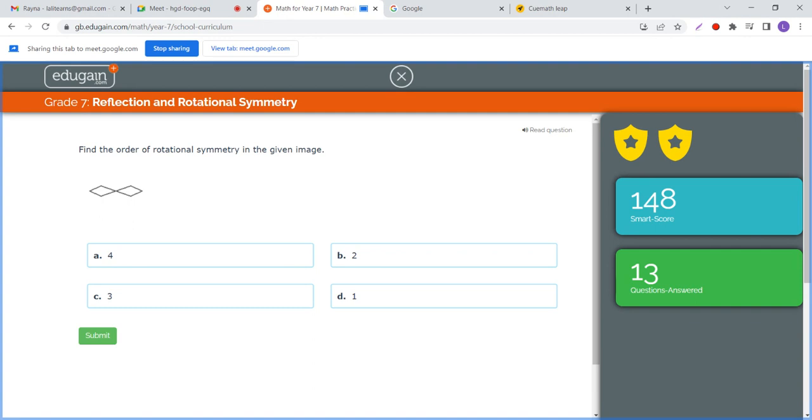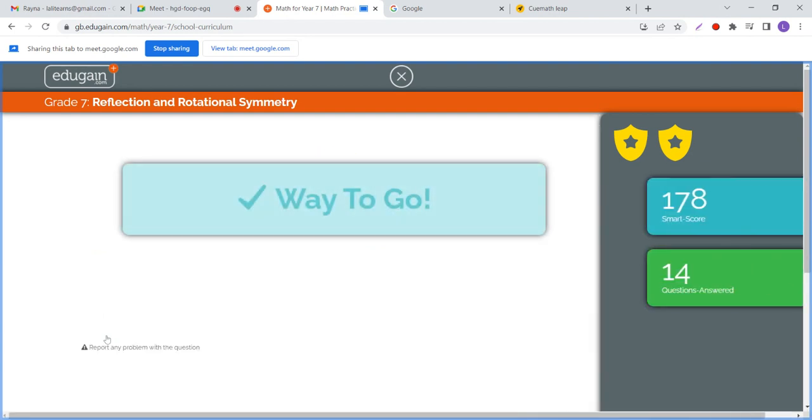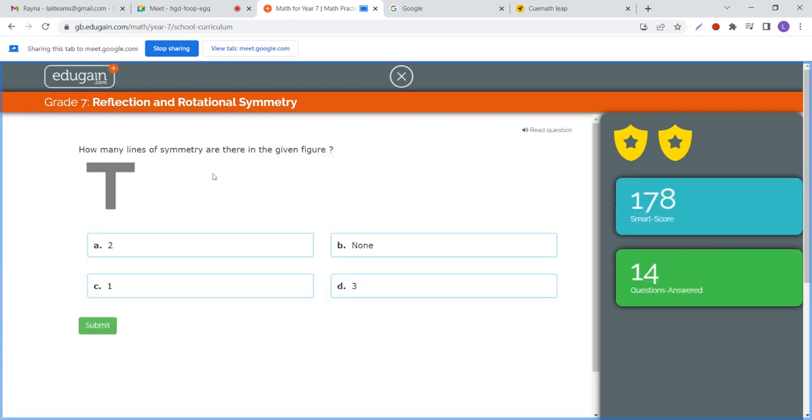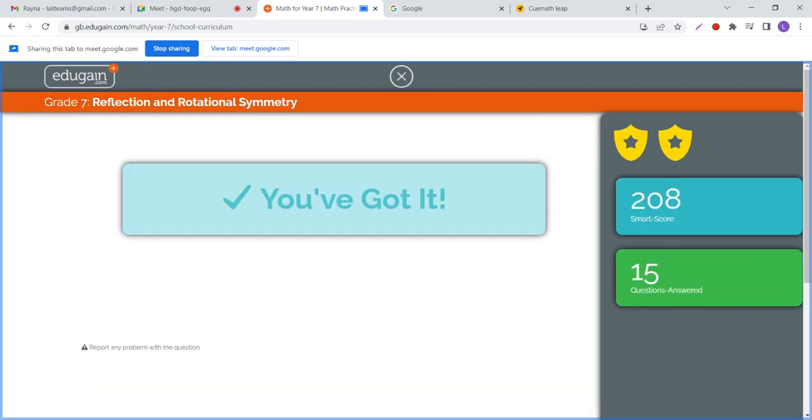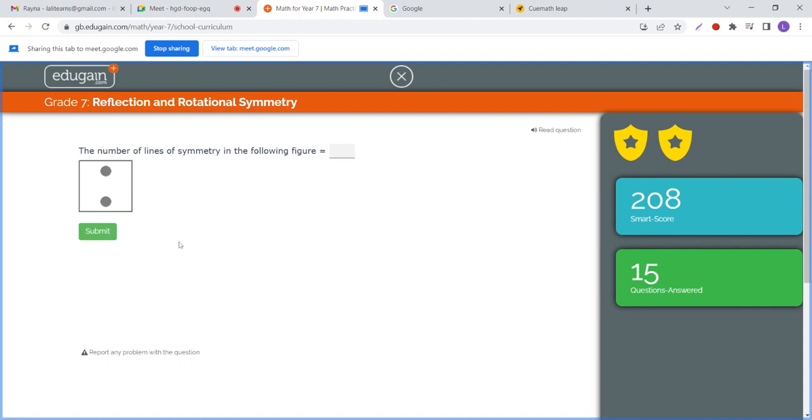For this one, four. No, two. Okay, I go with two. How many lines of symmetry are there in the figure? One. No, none. Either one or none. One. Okay, that is correct. Along the y-axis.